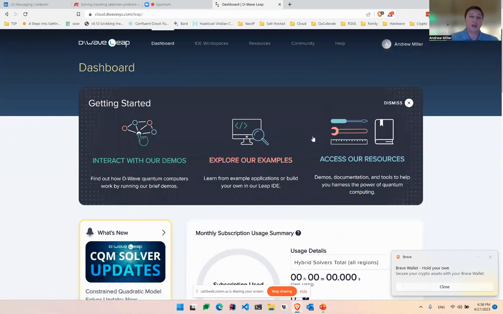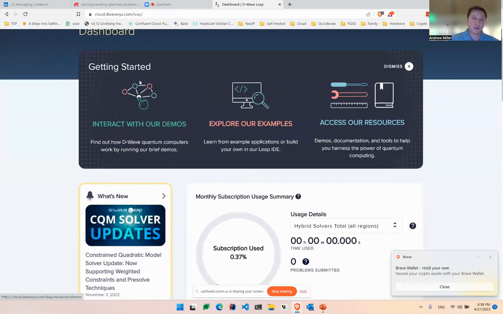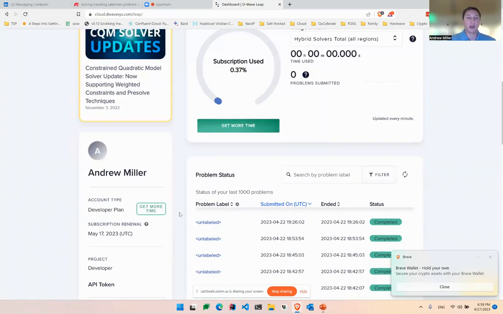All right. So when you log in, what you'll see is this landing page that shows you demos. You can explore examples, and you start out with a trial plan, which gives you 1 minute of machine time for the first month. And you can get more time. You can upgrade to a developer plan.